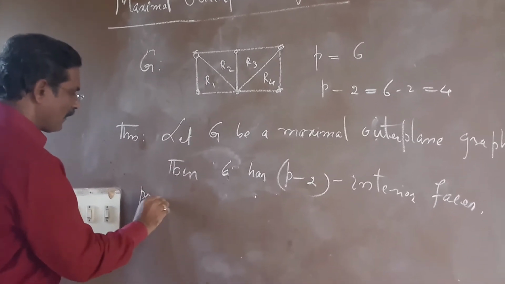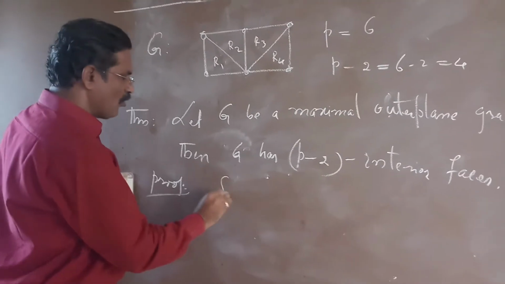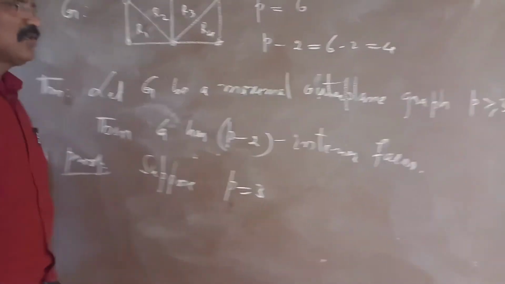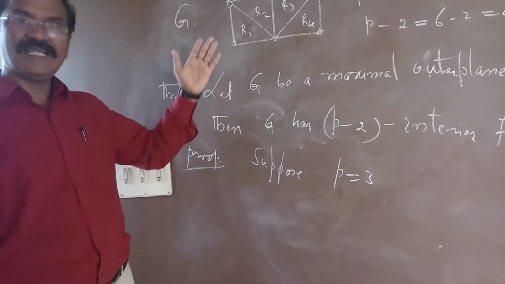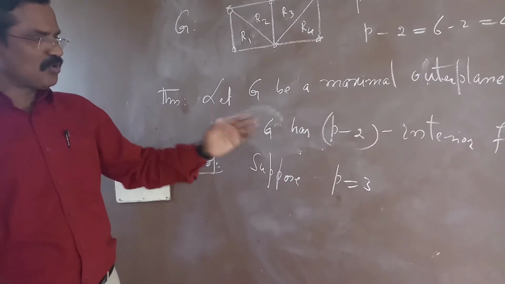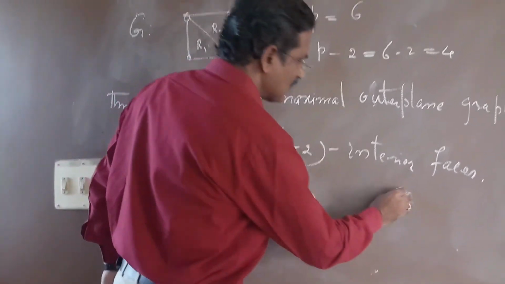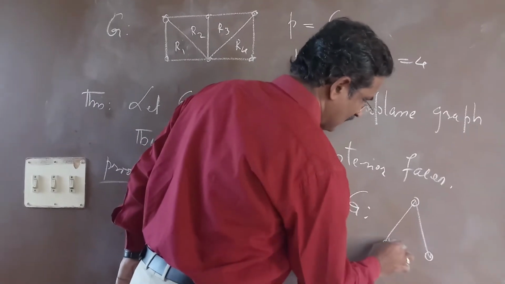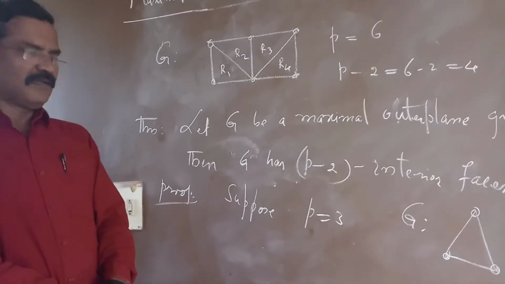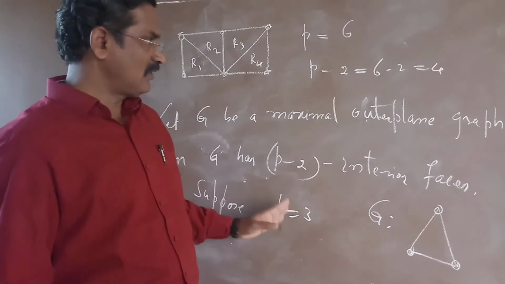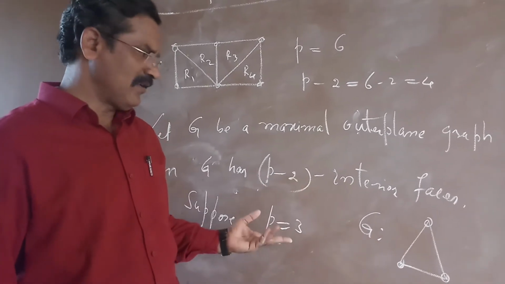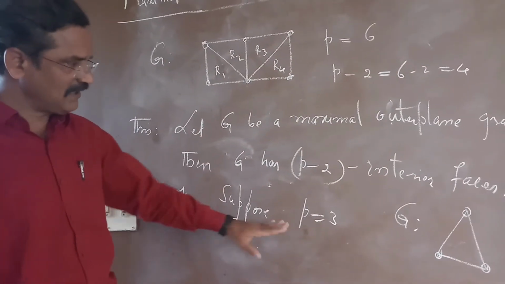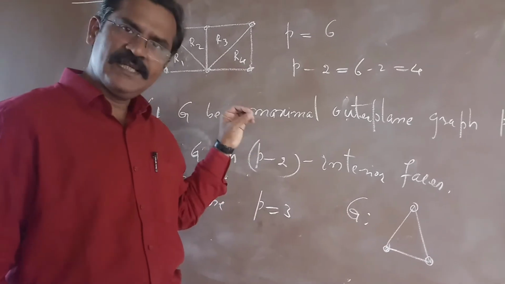Now we try to prove the result. We prove this result by using mathematical induction on P. Suppose P equal to 3. Then obviously the maximal planar graph with 3 vertices is K3, or you can say C3, which has 3 vertices, so 3 minus 2 is 1. So obviously there is only one interior face. It implies in case of P equal to 3, the result is obviously true.